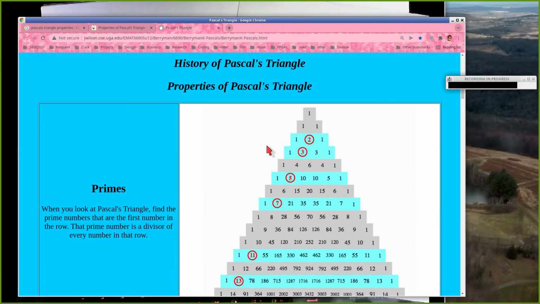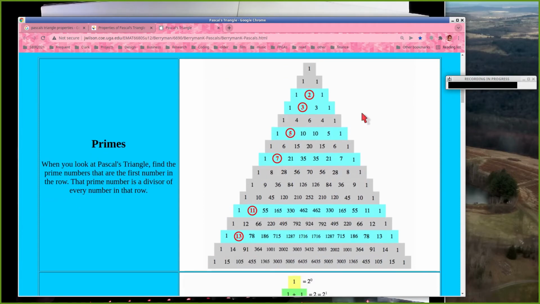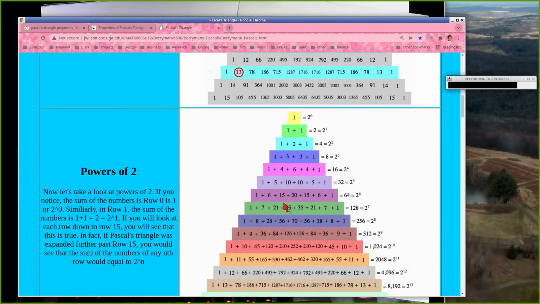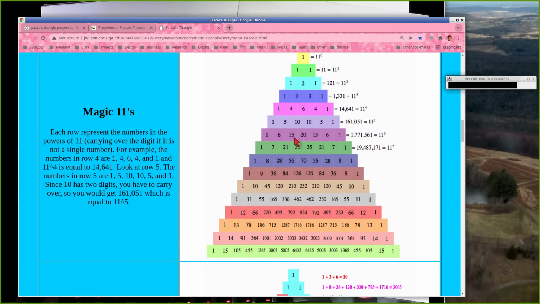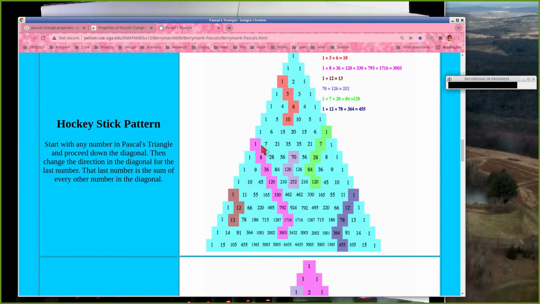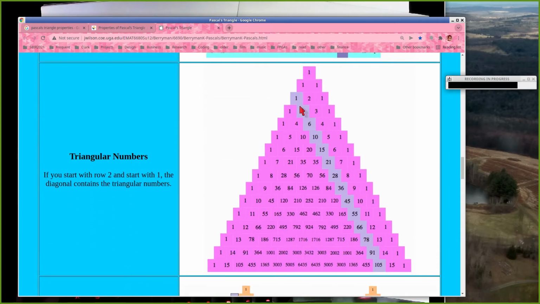So, properties of Pascal's triangle. This is the one where the first number divides everything else on the row, only for the prime rows. Sum of each row gives you a power of 2. The magic 11s. The hockey stick pattern. So if you start at any point on the edge and you move down in one direction and then you jog left, the number you get to is the sum of all the numbers that you travel to in the first direction. And so that's kind of cool. Triangular numbers, sum of consecutive integers, just come down this diagonal or down this diagonal was the one I picked on.